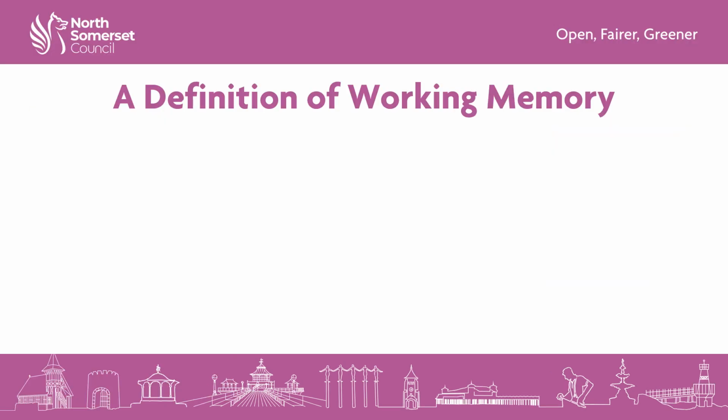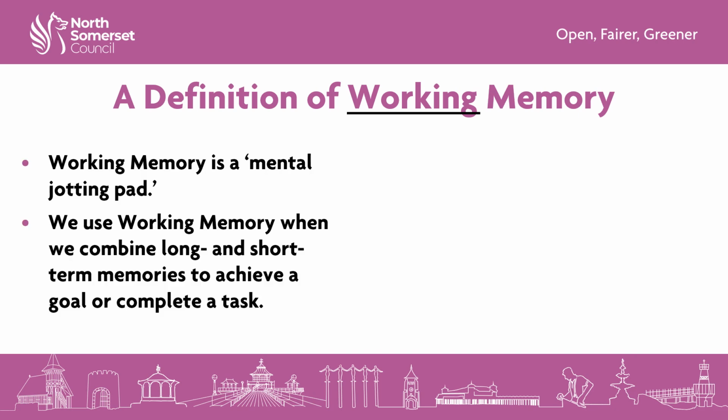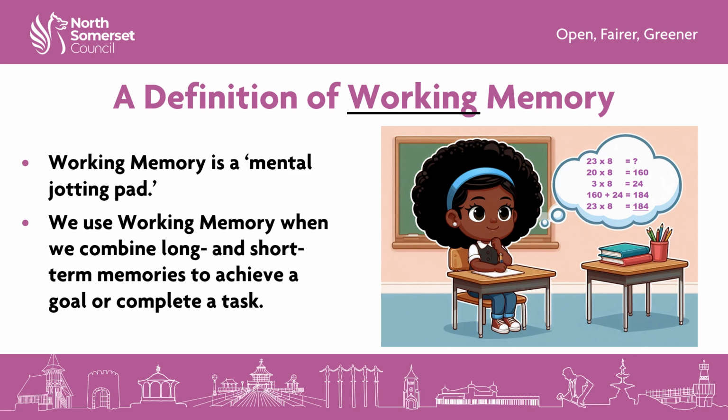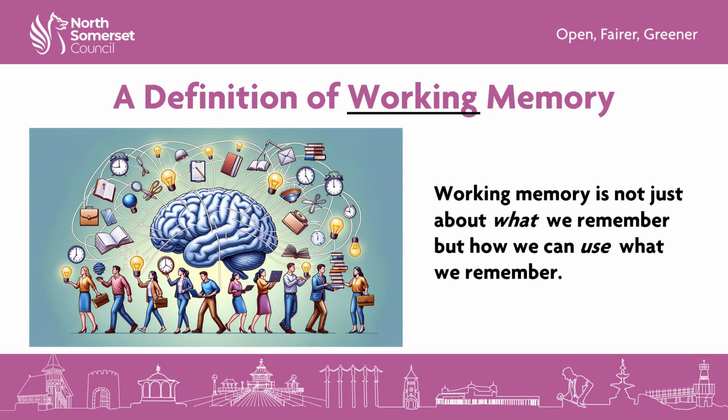Well, working memory needs an emphasis on working. The simplest explanation is that it's our ability to use different types of memory at the same time to complete a task. For example, a mental arithmetic task which requires a short-term memory for the numbers we are working with, plus a long-term memory for the rules or process of completing a multiplication question. So, working memory is not just about what we remember, but how we can use what we remember.